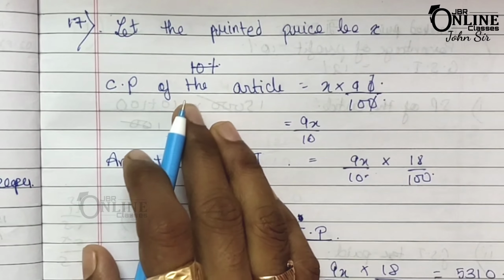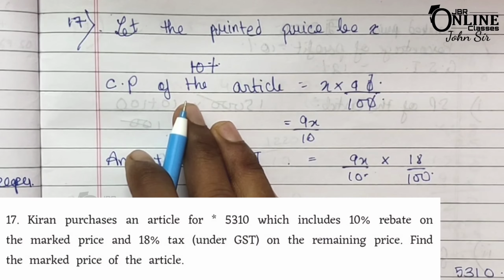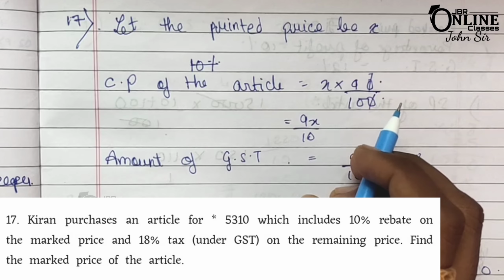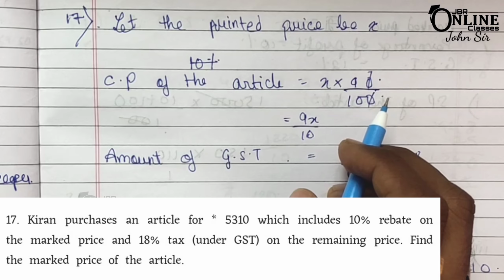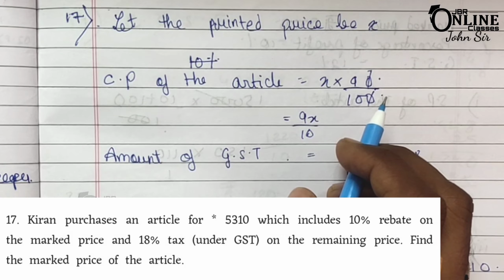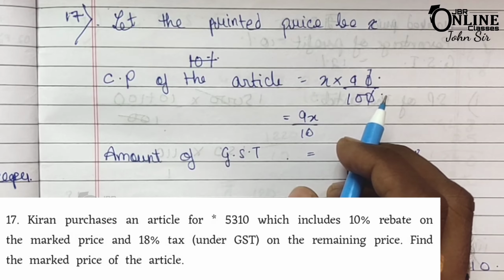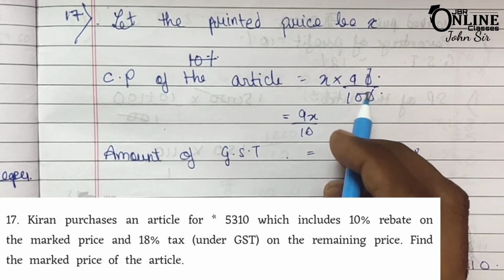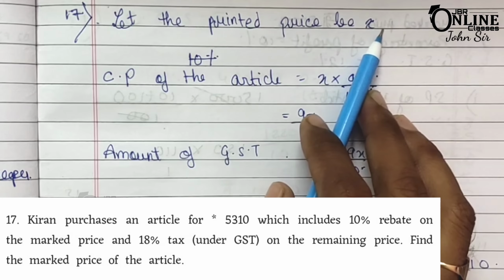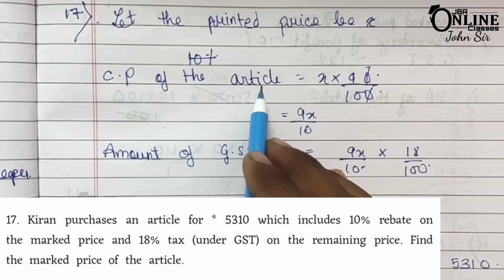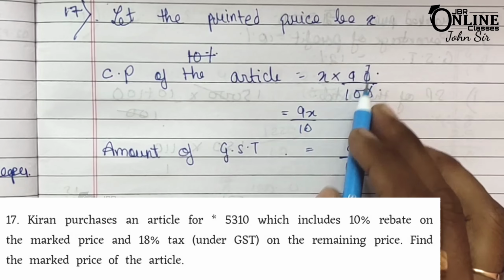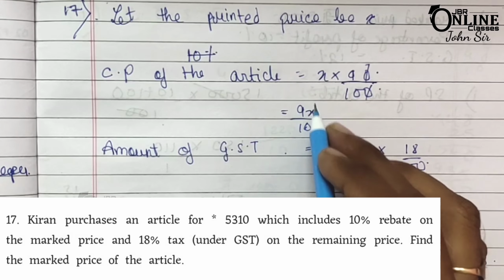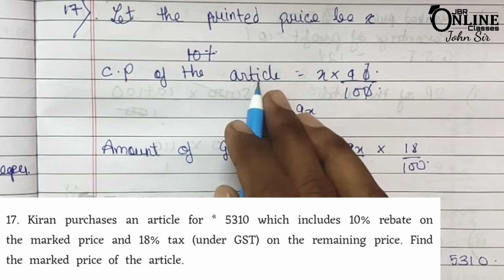Sum number 17. Kiran purchases an article for rupees 5310, which includes a 10% rebate on the marked price and 18% tax on the remaining price. Find the marked price of the article. Let the printed price be X. So the CP of that article, with a 10% rebate, that means 10% discount, is X into 90 by 100. Sorry, 9X by 10. That is the CP of the article.